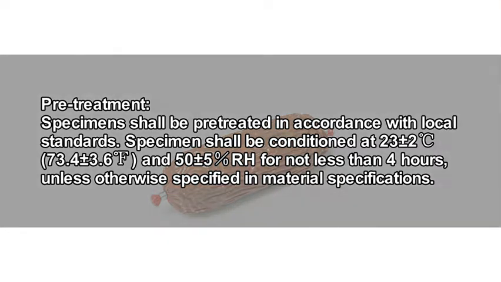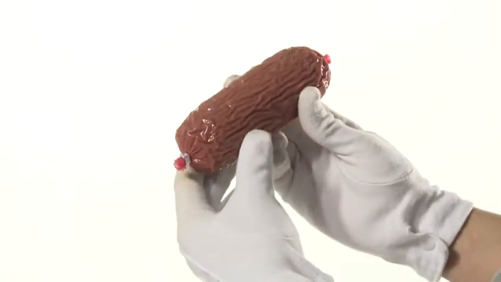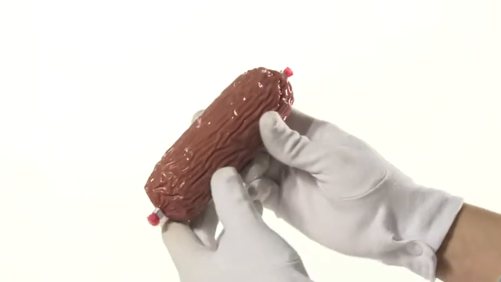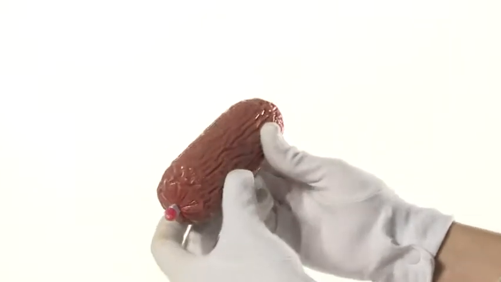Pre-treatment. Specimens shall be pre-treated in accordance with the local standards. Specimens shall be conditioned at 23 plus or minus 2 degrees centigrade, that is 73.4 plus or minus 3.6 degrees Fahrenheit, and 50 plus or minus 5% relative humidity for no less than 4 hours, unless otherwise specified in testing material. Specimens shall be free of various defects, and the sealing area shall be in good condition.